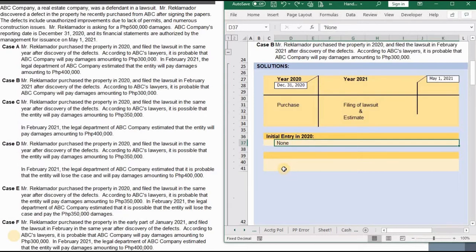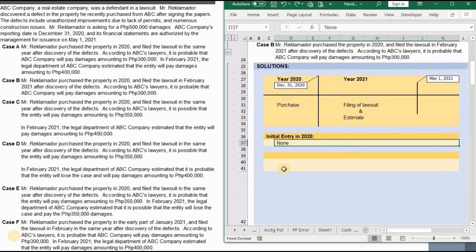And because of this, in February 2021, we already consider the possibilities that might occur if the lawsuit will progress. Either we will lose the case or we will win the case. And any estimates have been initially made after February 2021. But still, since the defect is already existing in 2020, this is considered as an adjusting event.